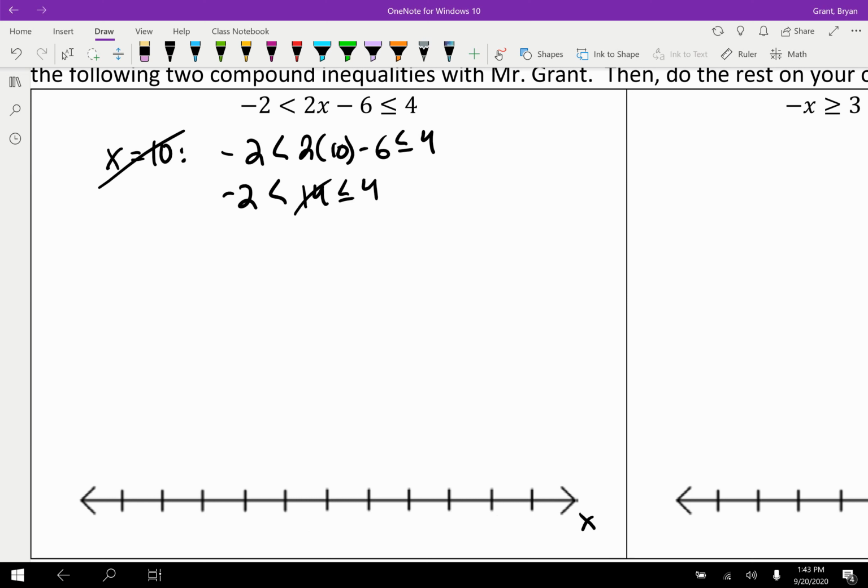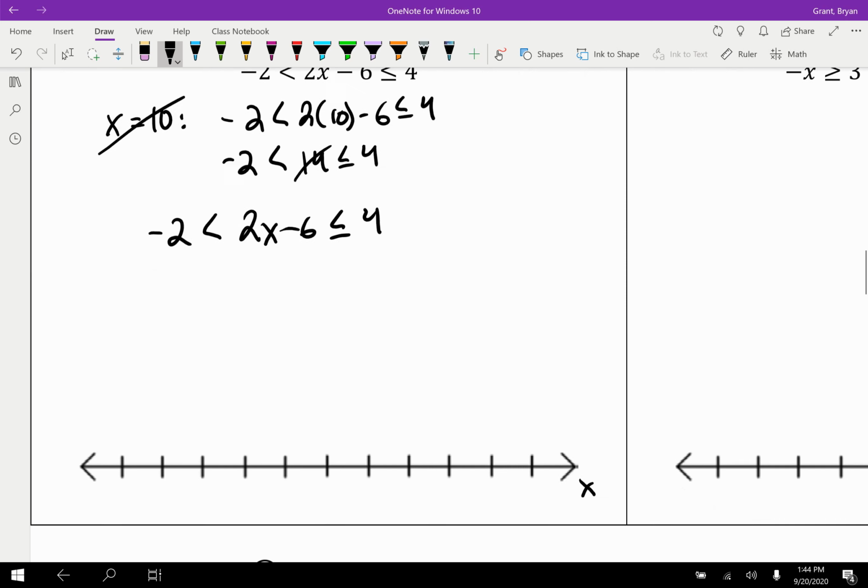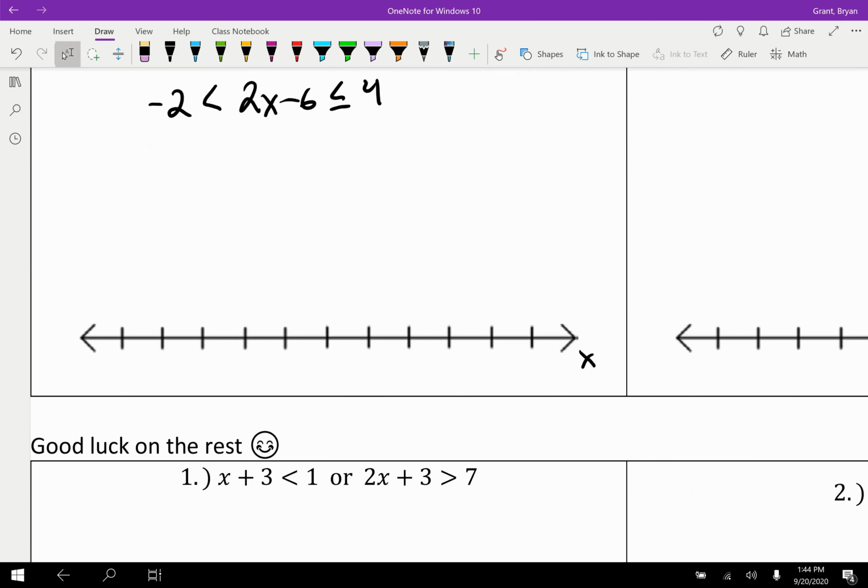But it would be really tedious, really obnoxious to have to just guess and check all the x's. So we should be able to use our algebra skills here to isolate x to see exactly what x is in between. Here we go. -2 is less than 2x minus 6, which is less than or equal to 4. Currently, this equation is perfectly balanced. 2x minus 6 is in between -2 and 4, and we need to preserve that balance as we go through to isolate x.